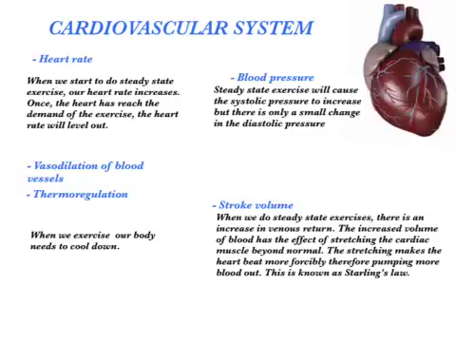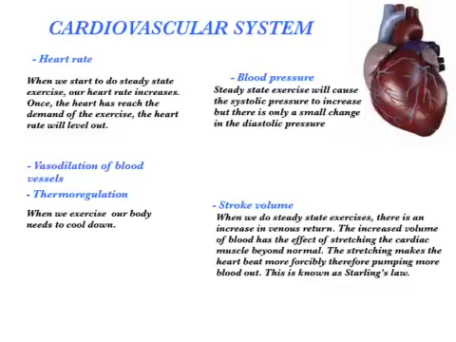When we exercise, our heart rate increases. Once the heart has reached the demand of the exercise, the heart rate will level out. Stroke volume will also increase in venous return. The increased volume of blood has an effect of stretching the cardiac muscle beyond normal. The stretching makes the heart beat more forcibly, therefore pumping more blood out. This is known as Starling's law.